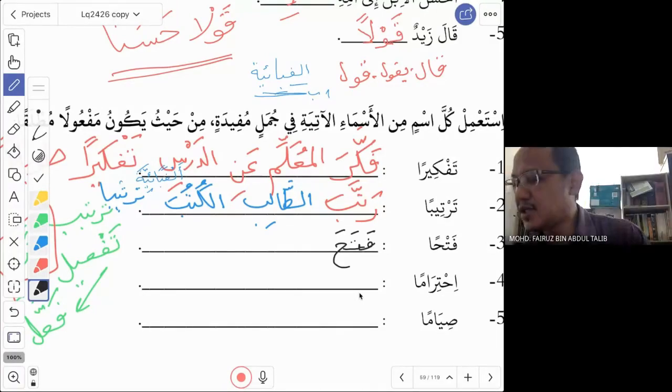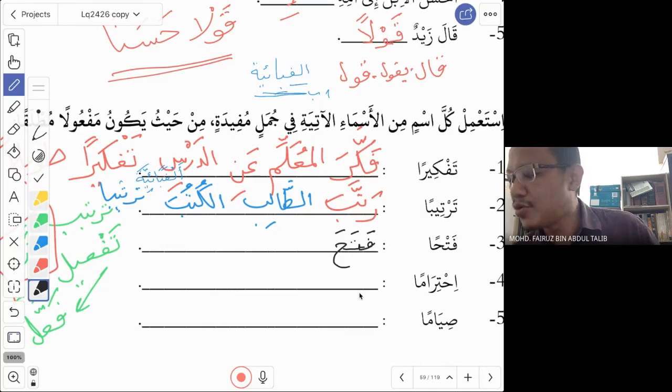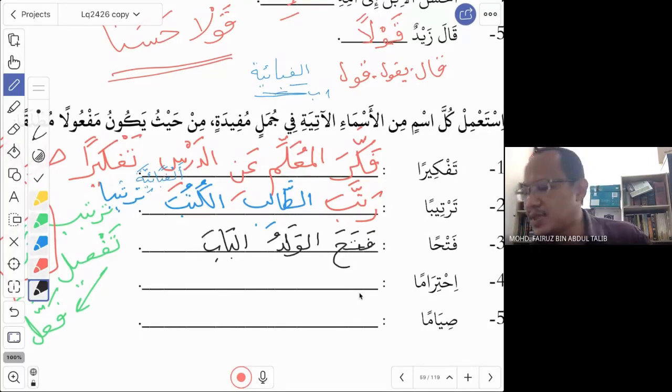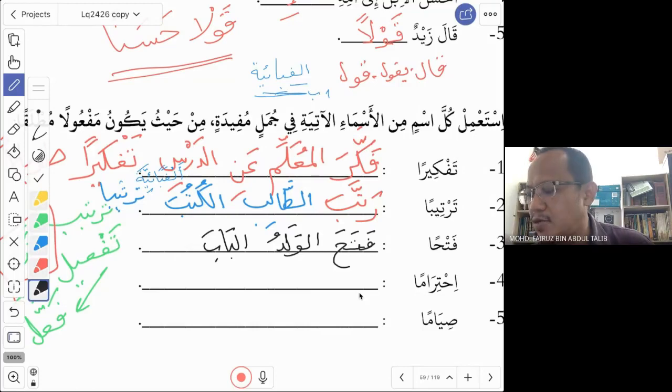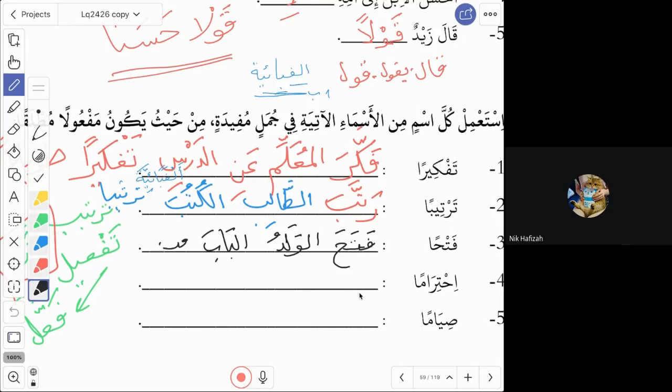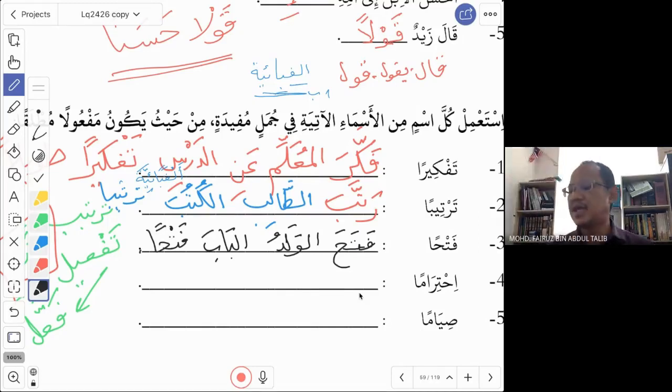So let us try a sentence. Fataha al-bab. Okay, al-bab, yes, good. But who? Who opened the door? Fataha al-waladu al-bab. Okay, this is the normal sentence. Al-walad fataha al-bab. Just add the masdar. You say, indeed, he has really opened the door. Fataha al-babu fathan. Okay, so this is the maf'ul mutlaq to emphasize.